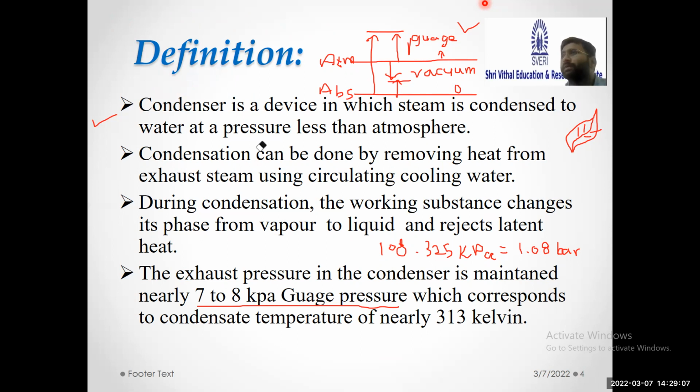Again, that atmospheric pressure is 101.325. It is at sea level. Okay, 0 meter altitude, sea level. At that point the pressure is 101.325. If you go above it, pressure will reduce.